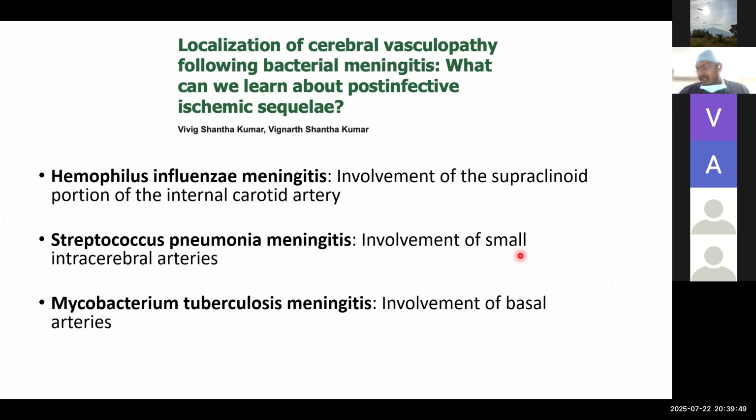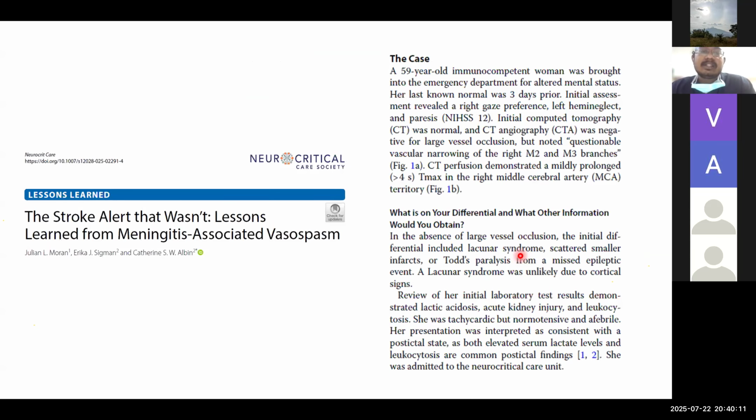So we often hear that basal exudates equal TB meningitis. But you need to understand that exudates are present at other places also, and it is a common finding of acute bacterial meningitis. So how does it translate to meningitis? This is one beautiful case shared by Catherine Albin.